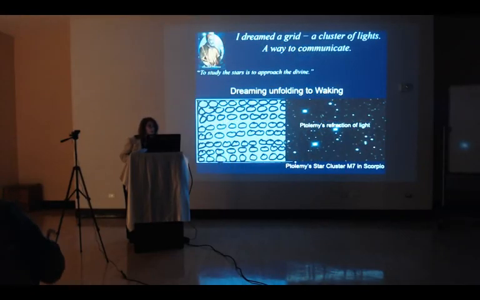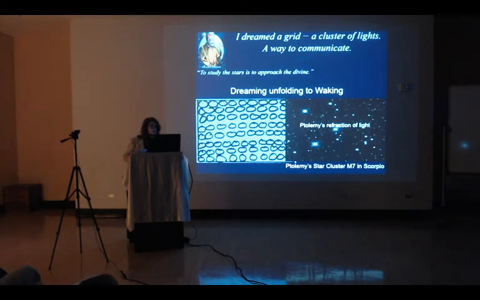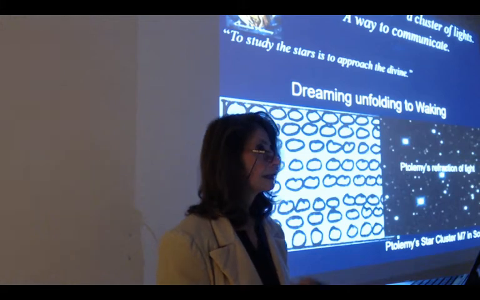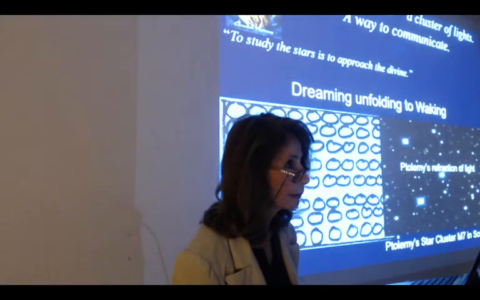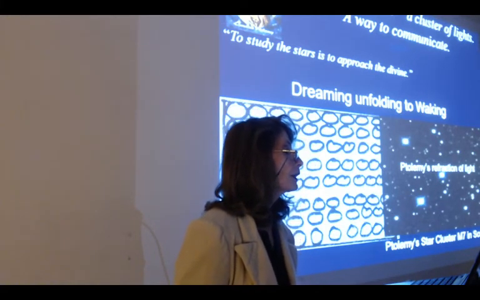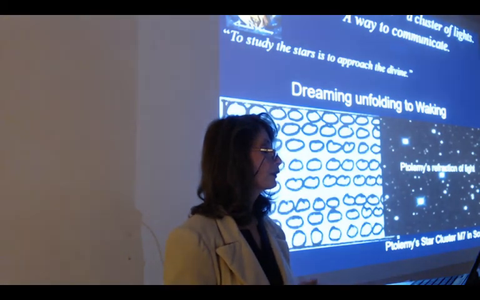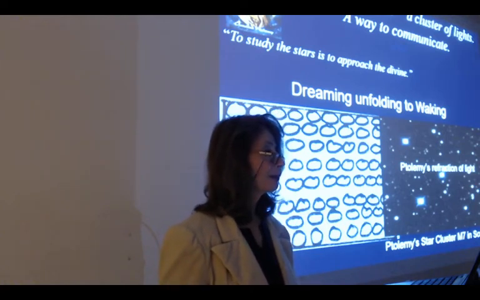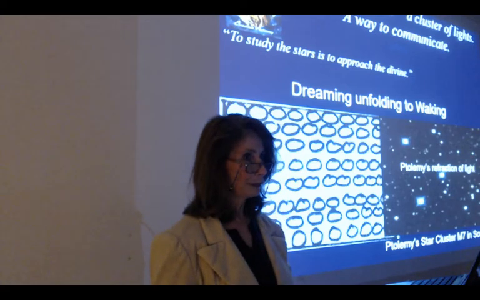So back to Ptolemy. Now here is a piece of a dream, where I dreamt a grid, which is a cluster of lights. And in it, I said it's a way to communicate. I had no idea at the time that I was being guided. And if you look at the dream image on the left, those are my very uneven little circles. And on the right was Ptolemy's actual star cluster, which is M7 in Scorpio.